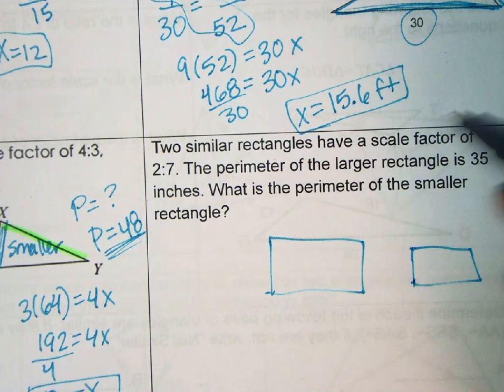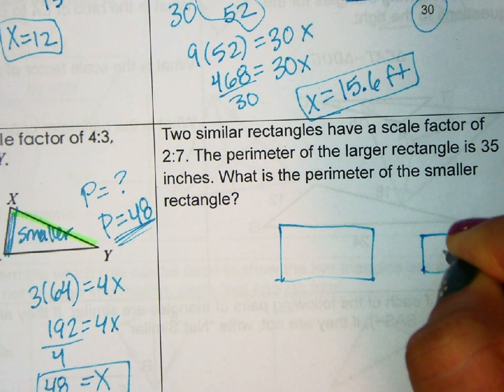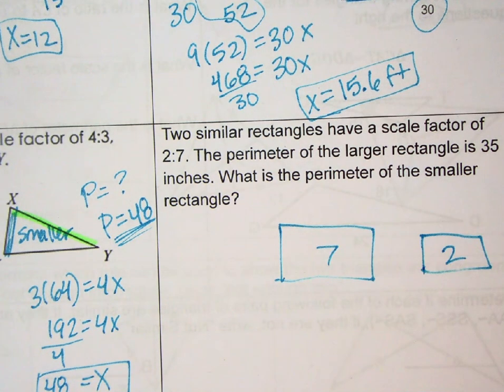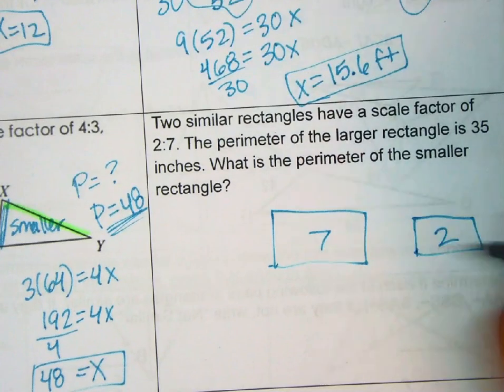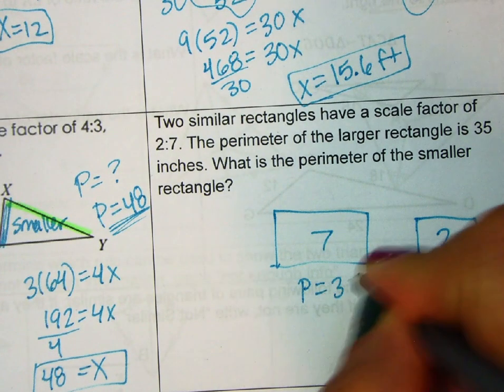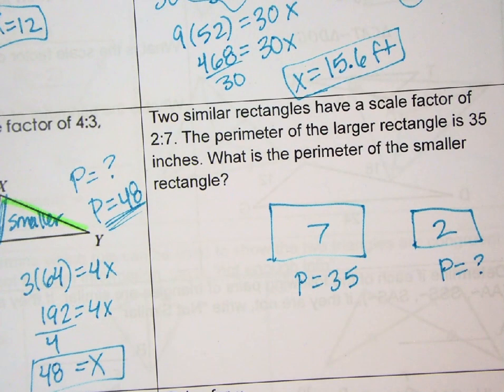And then it says that the scale is from 2 to 7. So we're going to do 2 being the smallest, 7 being the largest. Then it says the perimeter of the largest rectangle is 35. The largest rectangle here is 35. And they're asking for the perimeter of the smaller rectangle.